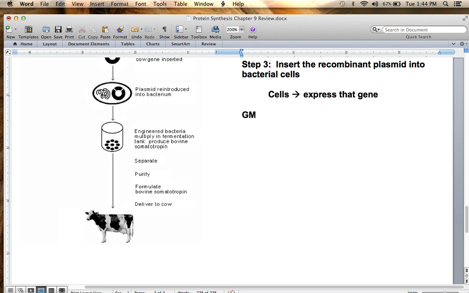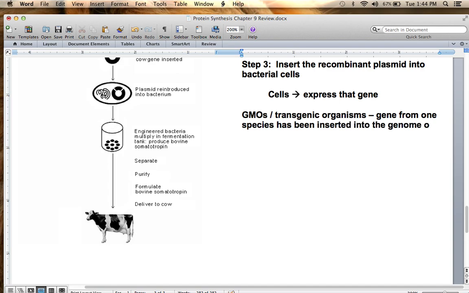GMOs and transgenic organisms, which are pretty much the same thing, are anything where a gene from one species has been inserted into the genome of another species. Anytime you're transferring genes from one species to another, that will be considered a genetically modified organism or a transgenic organism. As your textbook discusses, there are some benefits to this.